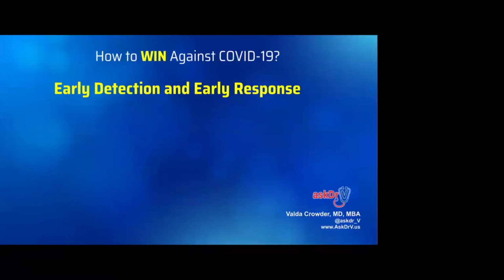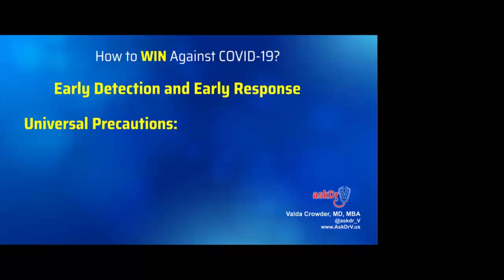So how to win against COVID-19? One, early detection and early response. That is the most important thing in any pandemic. The other thing is what we call universal precautions. And so universal precautions is this.